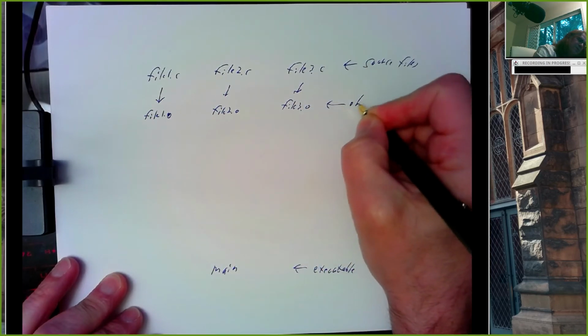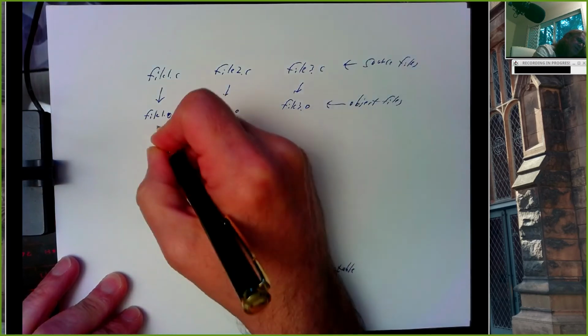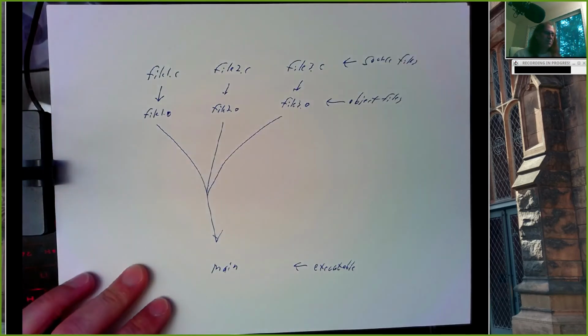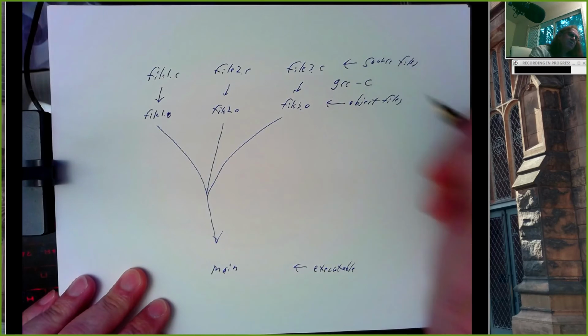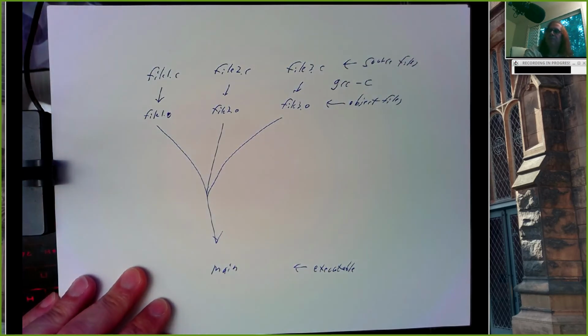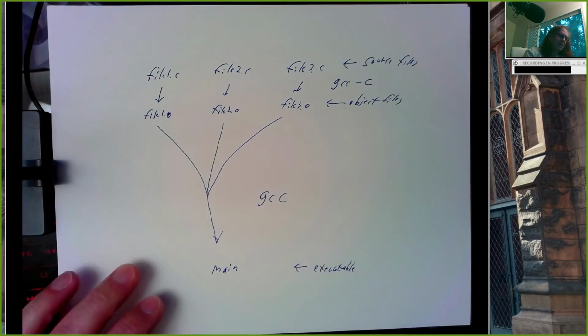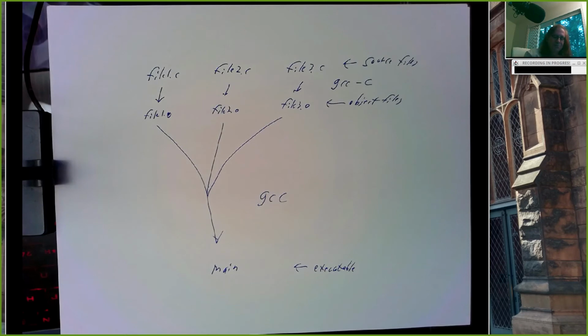So these are object files. And then I can link all of these together into our main program. To build the object files, I use a -c switch on GCC. And if I don't use a -c switch, then I can link these objects together into an executable.